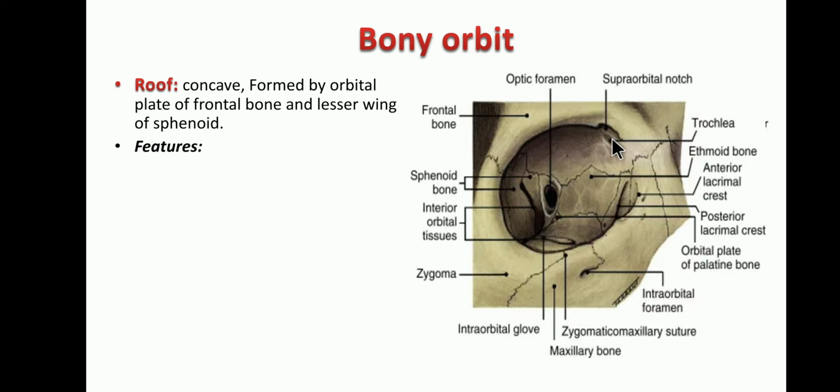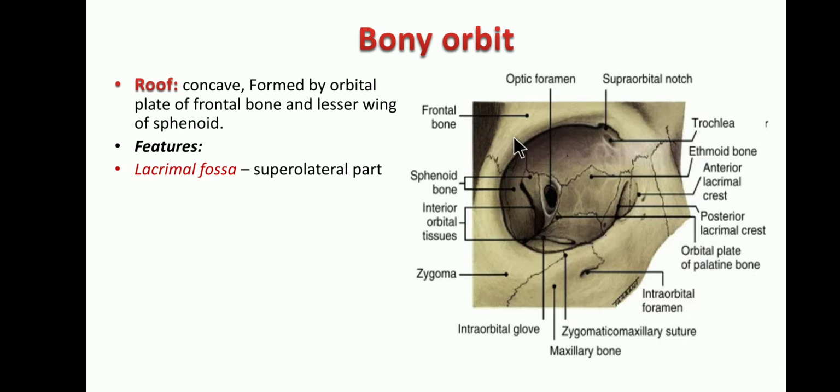So this trochlear notch gives attachment to a fibrocartilaginous structure, and between this notch and the fibrocartilaginous pulley, what passes is the superior oblique muscle. The superior oblique muscle will actually pass through this and then turn its direction to go behind. Okay, so that is the trochlea, which gives attachment to the fibrocartilaginous pulley, through which the superior oblique muscle passes and then changes its direction. One of the extraocular muscles.